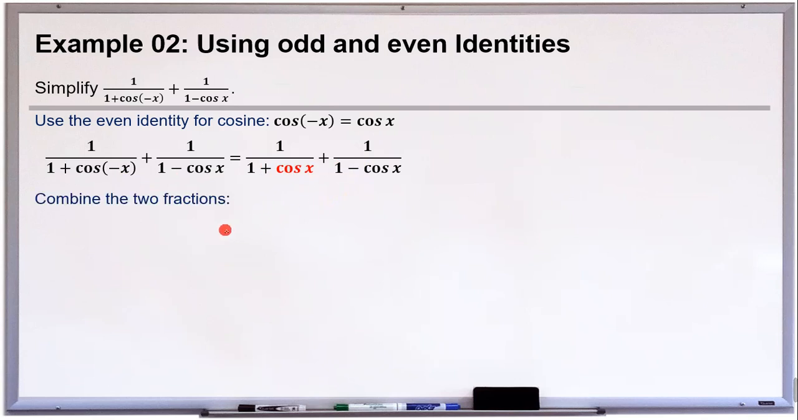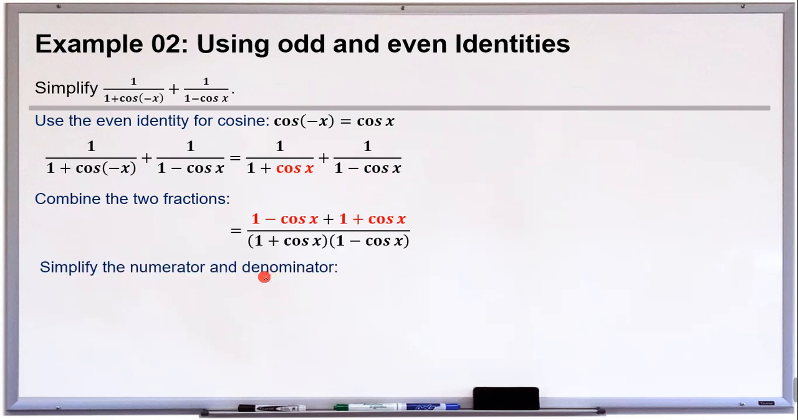Next, we're going to combine these two fractions. The LCD for this is the product of the denominators, and these are 1 plus cosine x and 1 minus cosine x. So you will end up with this expression. In the first term of our numerator, this LCD divided by this expression gives 1 minus cosine x. And the same goes with our second term. If we divide our LCD by 1 minus cosine x, that will give us 1 plus cosine x, multiplied by 1. So you will have here 1 plus cosine x.